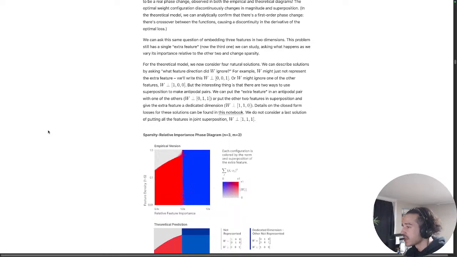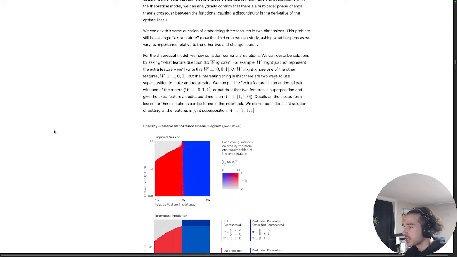But the interesting thing is that there are 2 ways to use superposition to make antipodal pairs. We can put the extra feature in an antipodal pair with one of the others, W is orthogonal to (0, 1, 1). Or put the other 2 features in superposition and give the extra feature a dedicated dimension, W orthogonal to (1, 1, 0). Details on the closed form losses for these solutions can be found in this notebook. We do not consider a last solution of putting all the features in joint superposition, W orthogonal to (1, 1, 1).